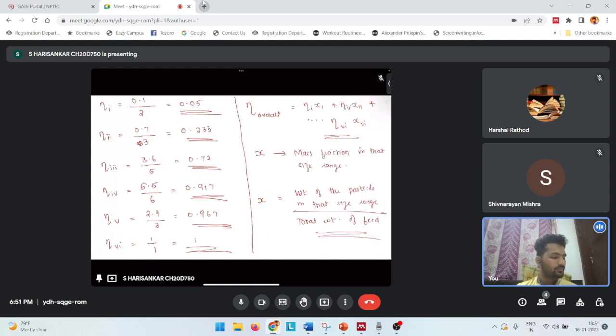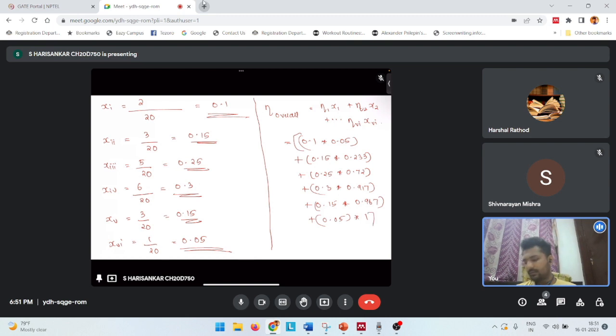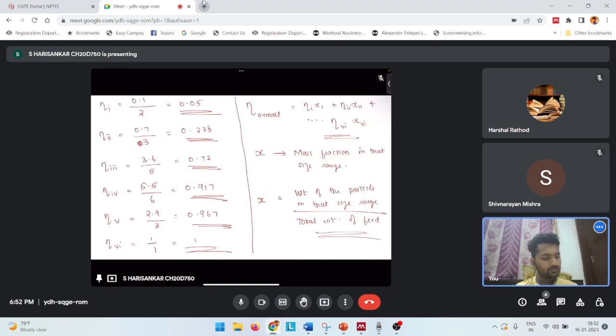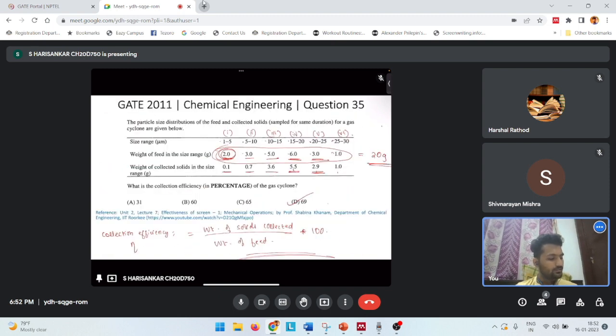And if we do this whole sum, we can get the eta overall as 0.69. And since we needed this overall efficiency in percentage, we can just multiply this by 100 and we can get the overall efficiency eta overall as 69%. So the right option here is option D, 69%.